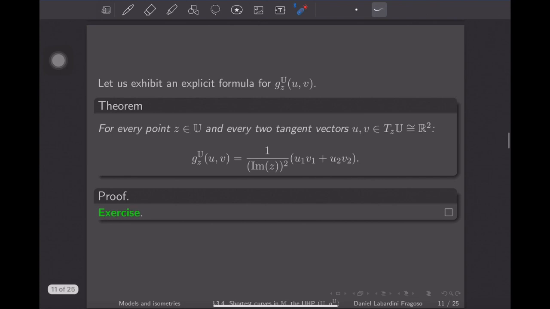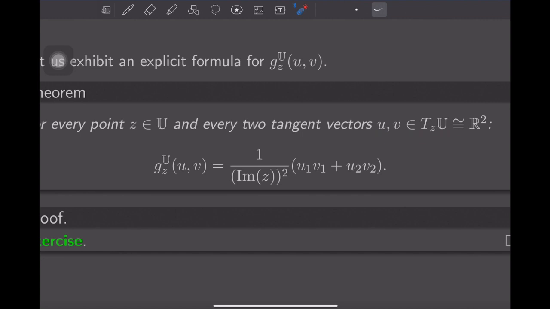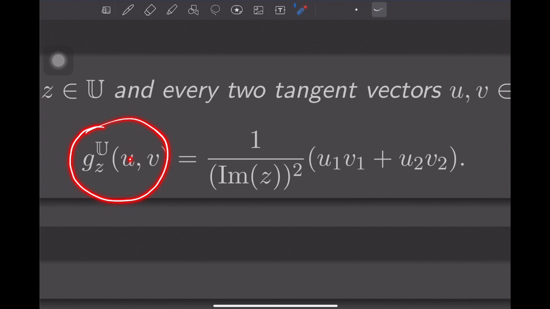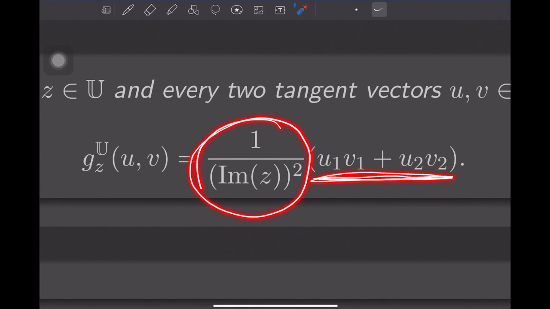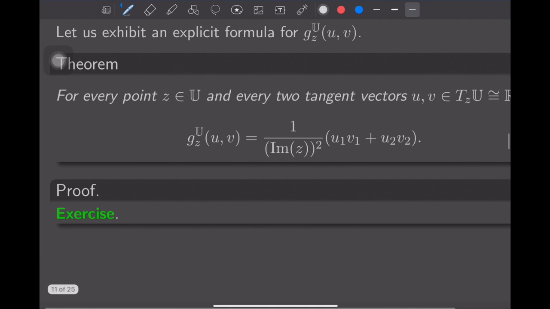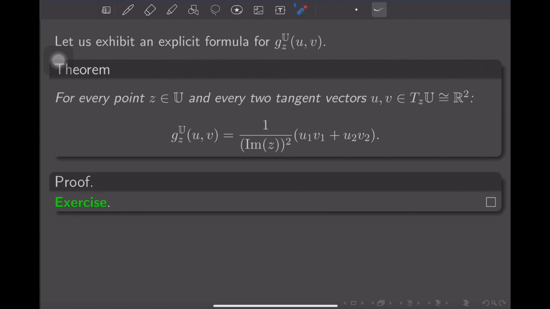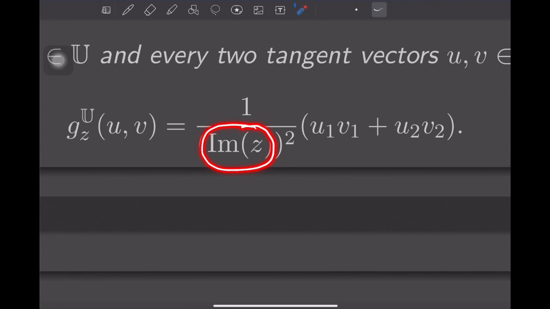First question: exhibit an explicit formula. That's possible, and the formula is again very beautiful, I would say, because if you take a point in the upper half plane and take two tangent vectors, then the hyperbolic inner product between the two tangent vectors is the usual dot product of R2 scaled by a quantity depending on where the point Z is located. This dependence is very visual, because if the imaginary part of Z is very big, then this is very big, so this is very small.